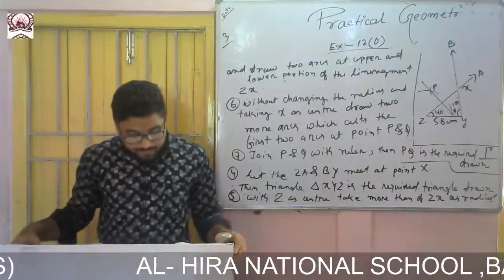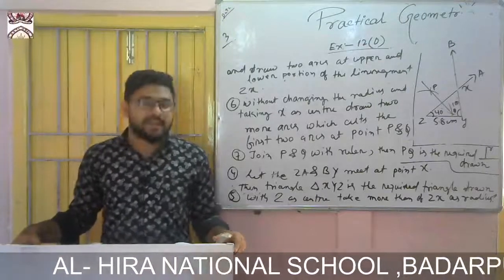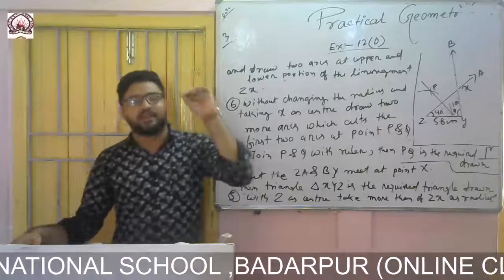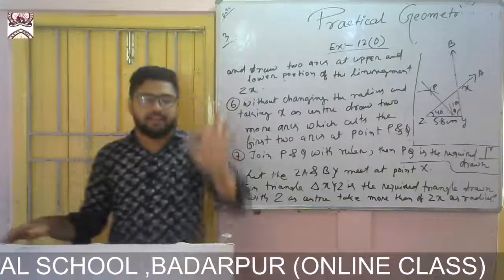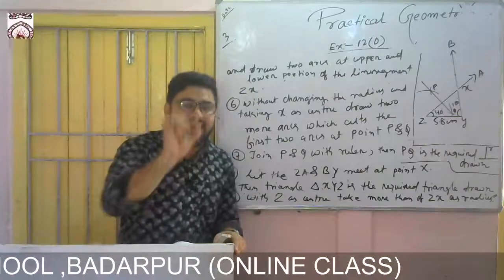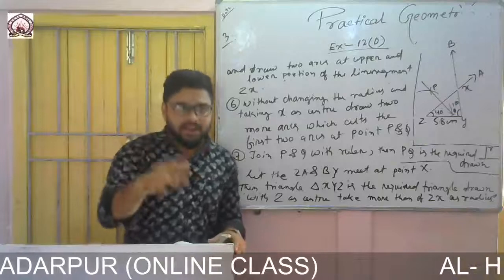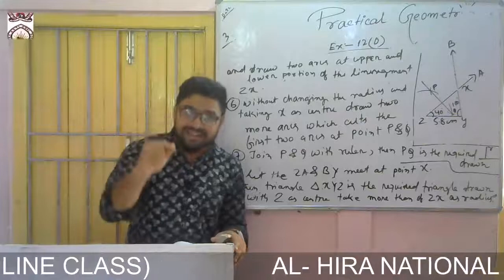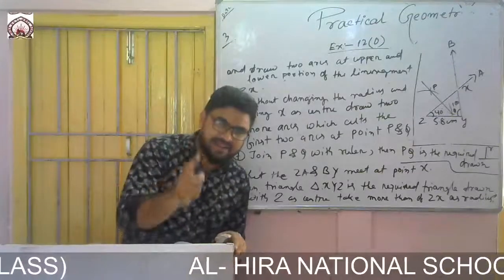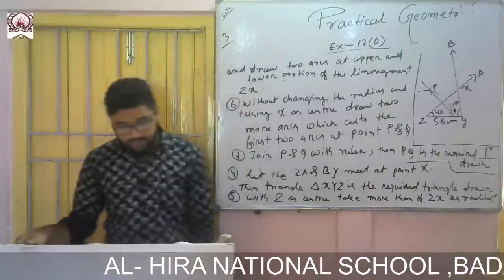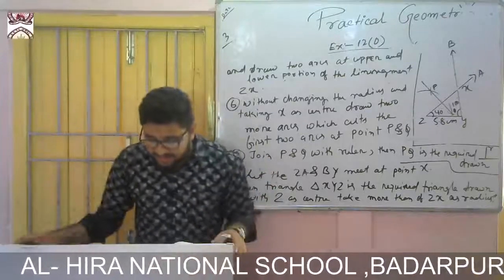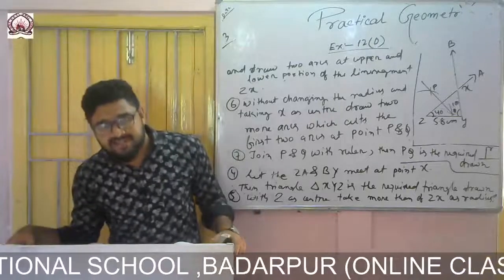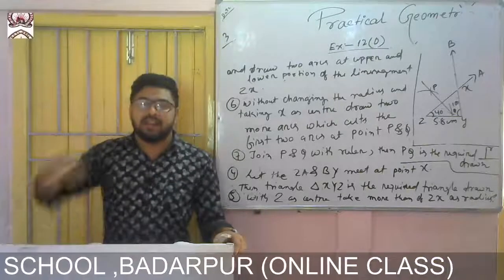That means ABC is right angled at B. That means we need to draw 90 degree at angle B. In which AC equals 10 centimeter and AB equals 8 centimeter. So in a right triangle we know one base is there, one perpendicular is there, and the longest side.